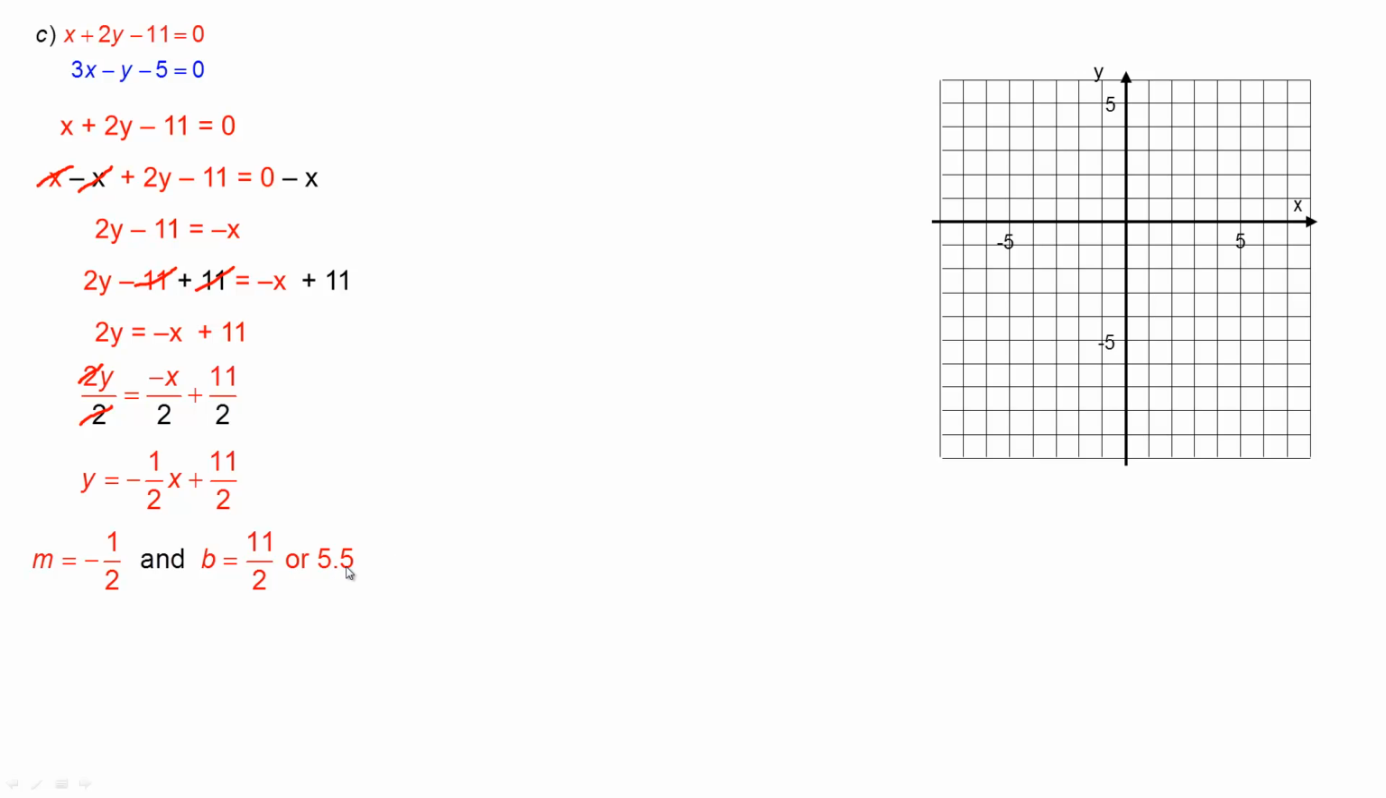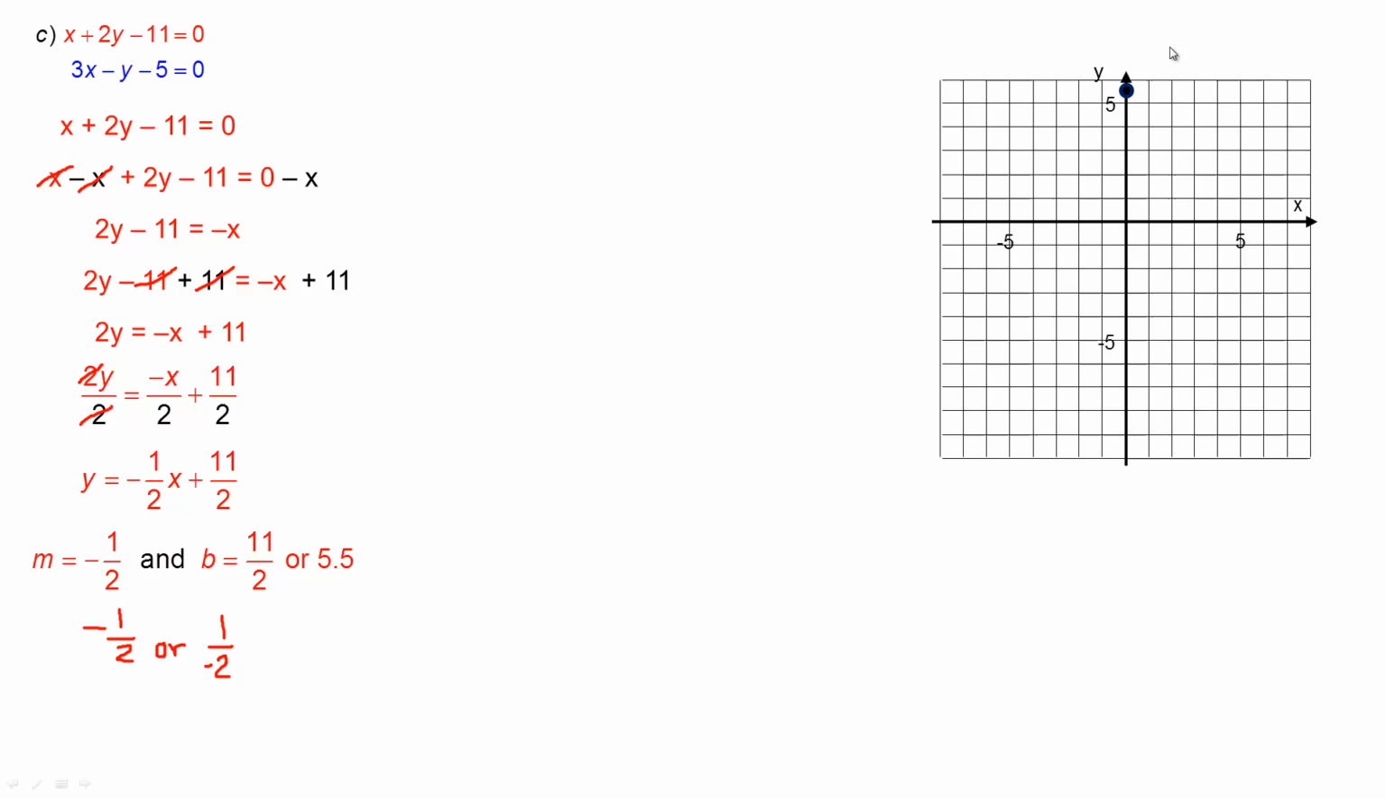So 5.5 would be right here, halfway between 5 and 6. And the slope is negative 1/2. So we can write that as either negative 1 over 2, or if you want, again, you could put the negative in the denominator and write it like that. They both can be used to find extra points. So I'm going to use the negative 1 over 2 one.